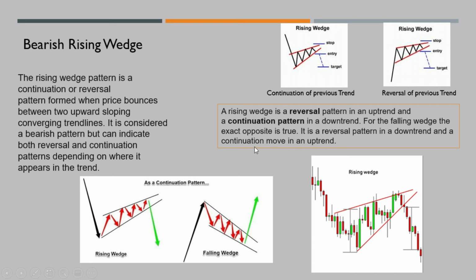So I'm going to break this down and explain to you exactly what this means. So as you can see here, we have our rising wedge, such as what we're talking about now. You can see this is a continuation of the previous trend. So we had our downtrend, right?